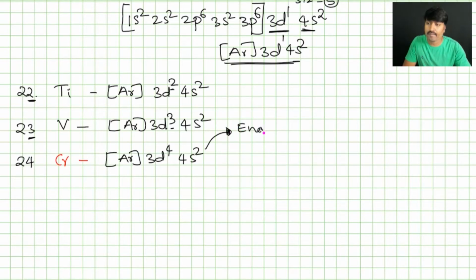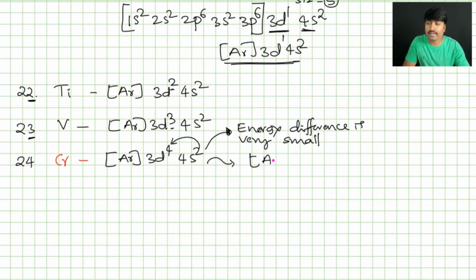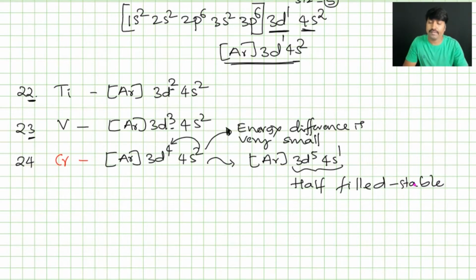Energy difference is very small, and because of that reason one of the electrons enters into the 3d orbital, and by that what happens, the 3d gets half filled. So let me write that, change the part, that we're going to write argon and it becomes 3d5 and 4s1. So here both are half filled, they are half filled, hence they are stable, half filled, and that gets stabilized. Okay, that's an exception, you have to remember this.